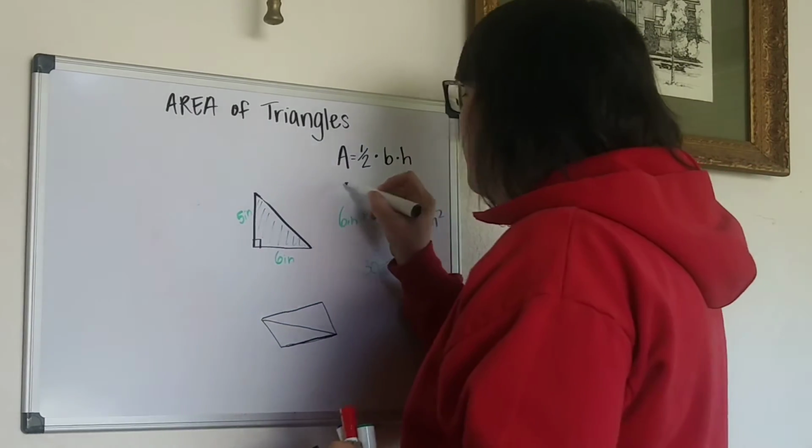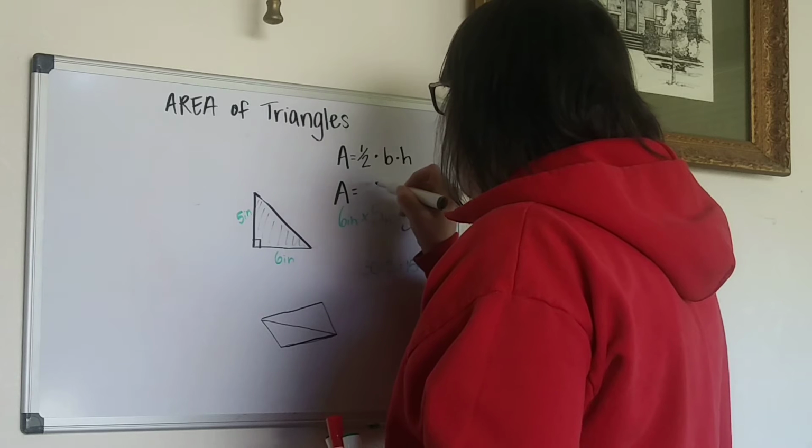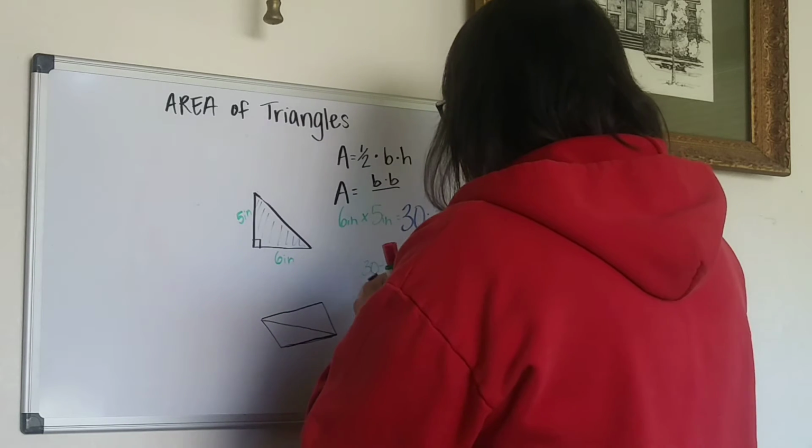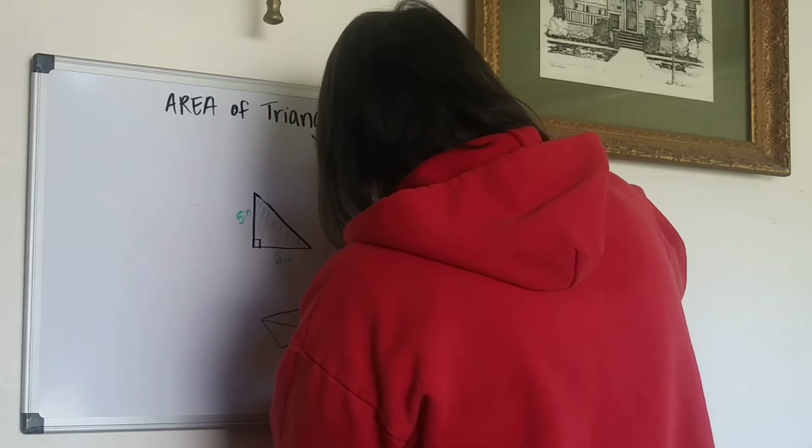Another way that some people write this formula or this recipe would be multiply your base times half. It says base times base. That's not what I meant to do.